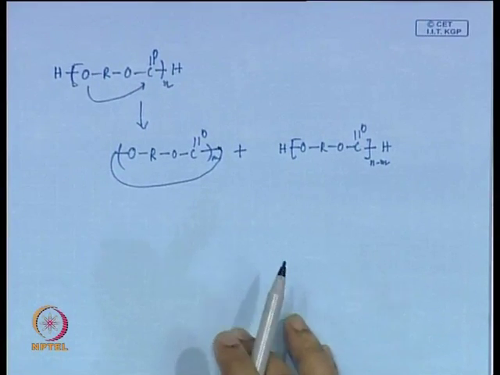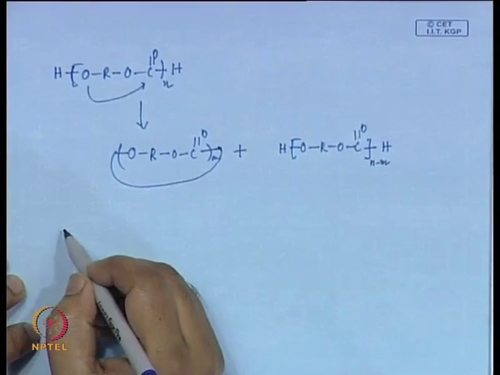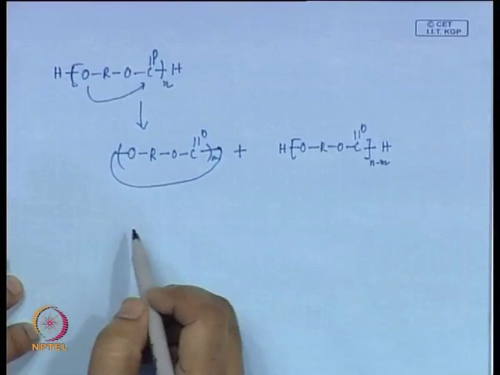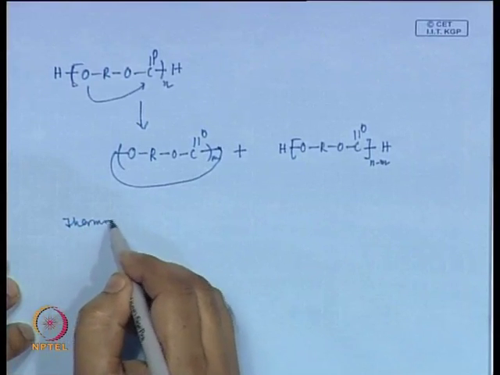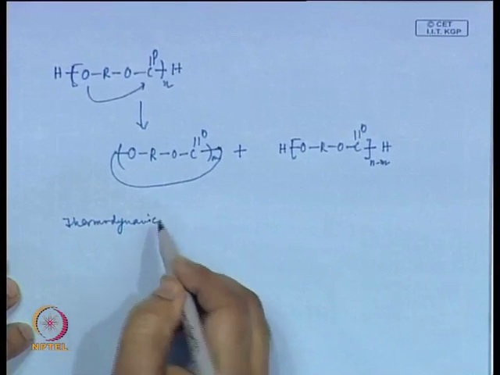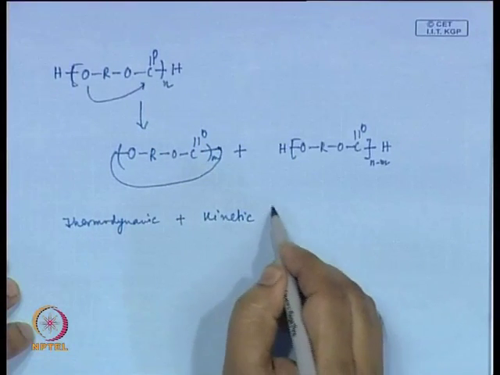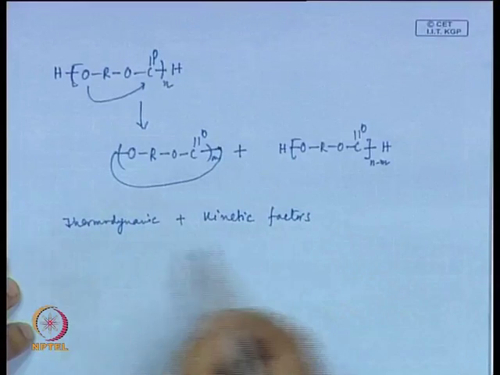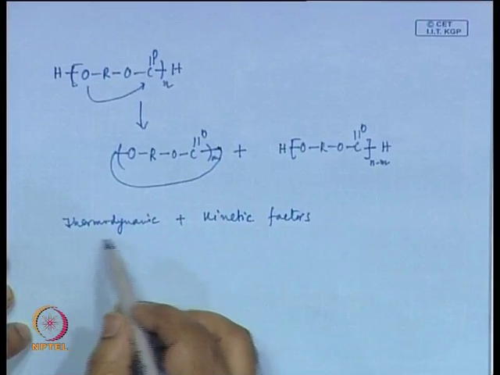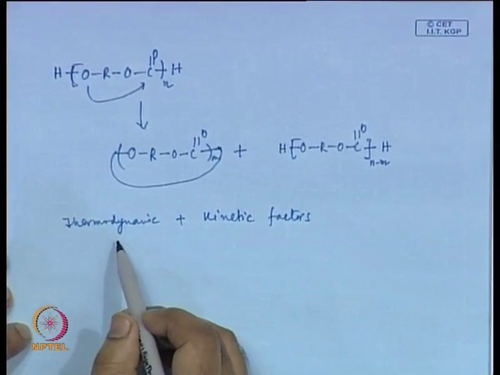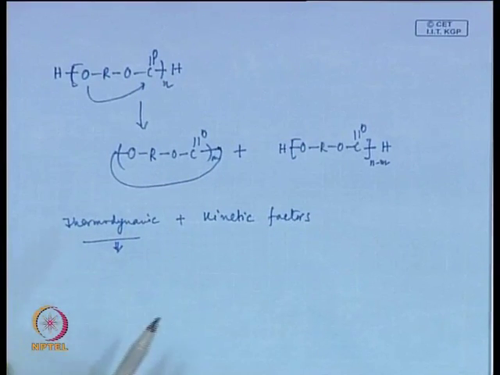Now, as I said, the extent of cyclization in comparison to linear polymerization depends upon both thermodynamic factor as well as kinetic factor. So, it depends upon both. Now, we started discussing the thermodynamic factor. Thermodynamic factor is nothing but the stability of the forming cyclic rings.